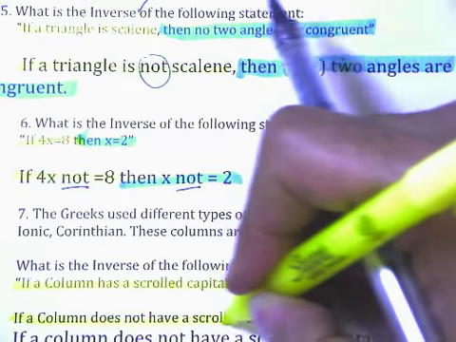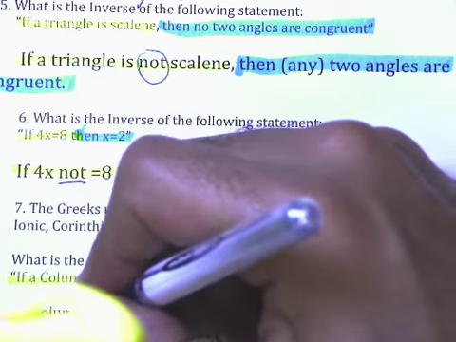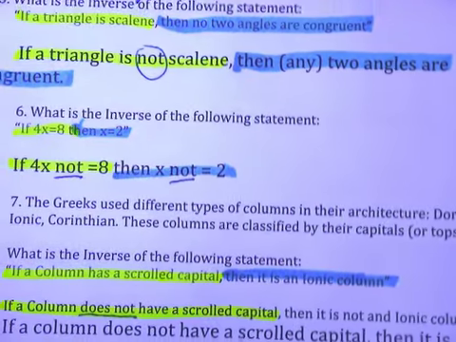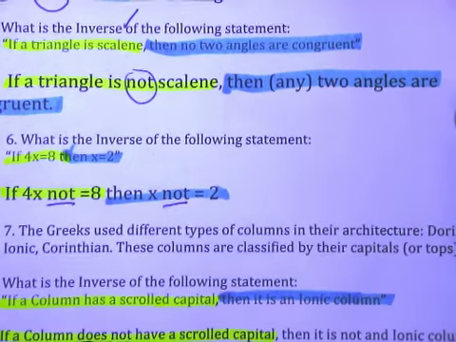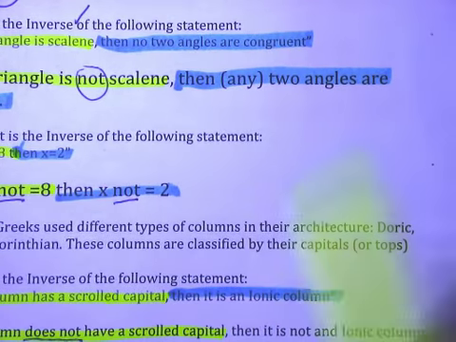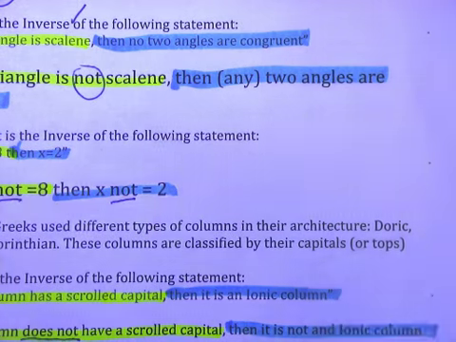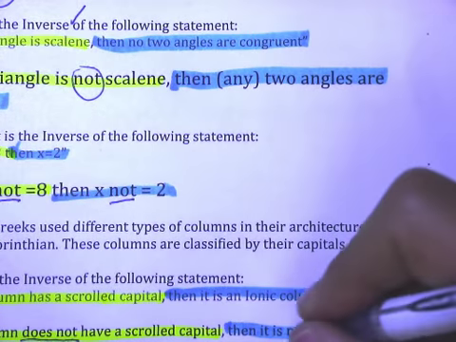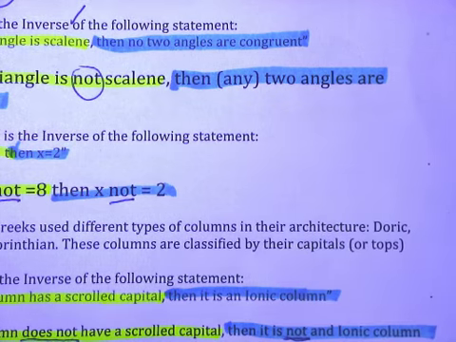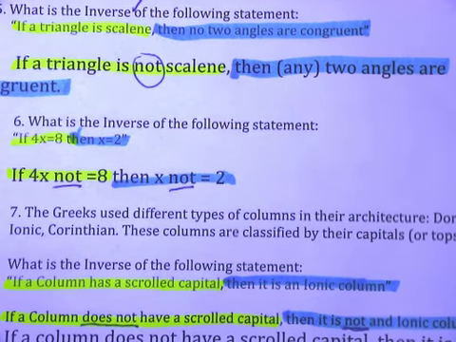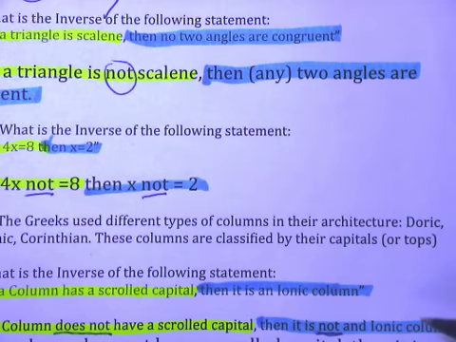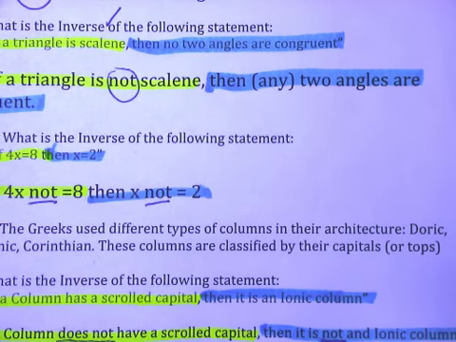So, if I look here, what's the negation if a column has a scrolled capital? Well then, if a column does not have a scrolled capital, okay, and what's the negation of the conclusion? Then it is not an Ionic column. That is the negation. Now, this is the correct answer.